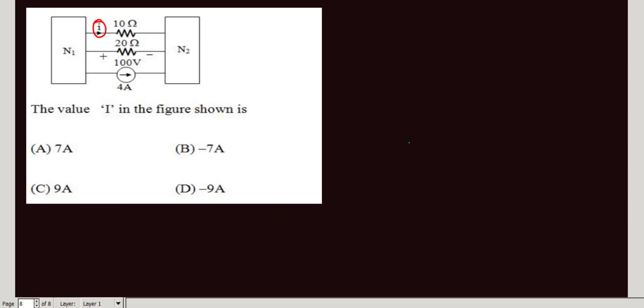Suppose I have 3 volts here, and let's say 2 ohms here. Let me have 2 volts here. So what is the current flowing here? 3 minus 2 by 2 is how much? 1 ampere. How much current is flowing through the circuit? 1 ampere. So whatever current flows through this, it will come here and go like this.